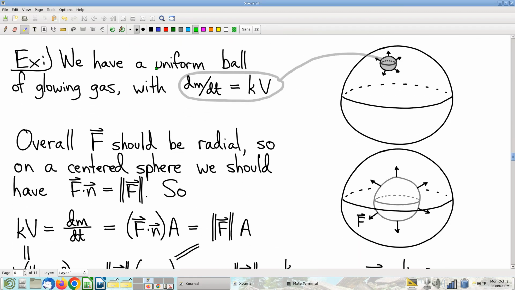Suppose I have a uniform ball of glowing gas. That's a weird thing to think about, right? But not the weirdest thing you probably ever heard of. I mean, after all, neon. You've seen neon signs, right? That's a glowing gas, right? So suppose it is a spherical ball of glowing neon gas. And how does the light flow around?